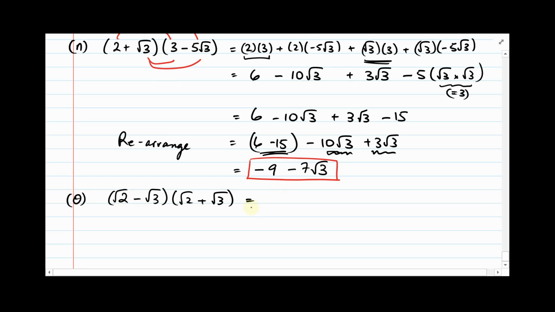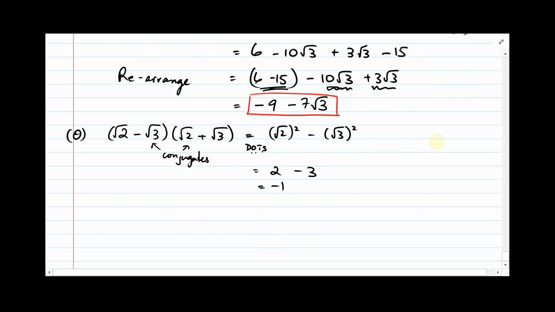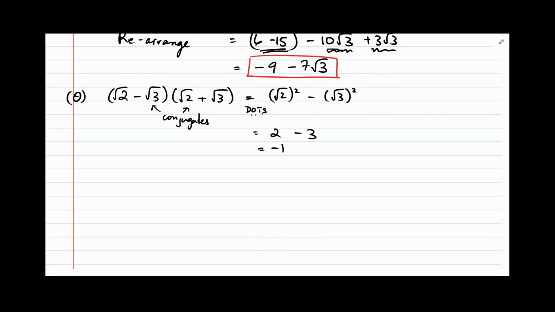Okay, so what we have here is the product of conjugates, right? And so that leads to the difference of 2 squares, root 2 all squared minus root 3 all squared. But this is just 2 minus 3, which is negative 1. Okay. All right. We haven't done one thing yet.